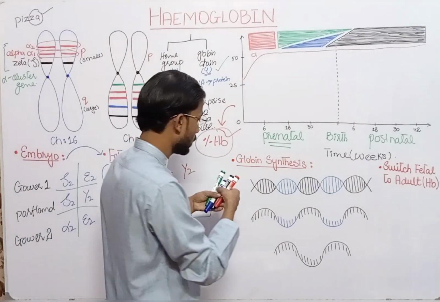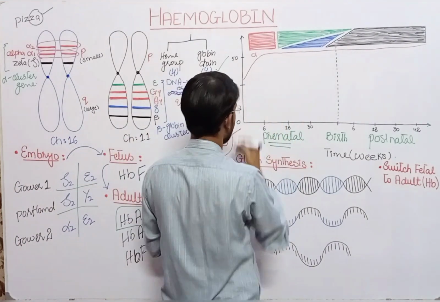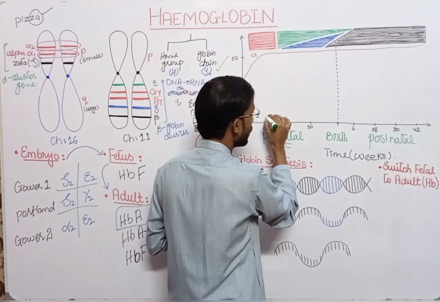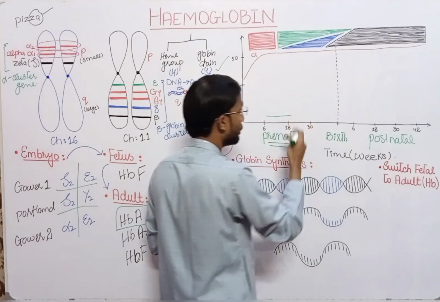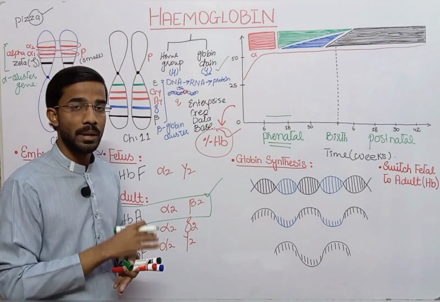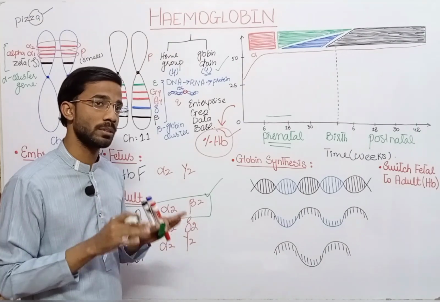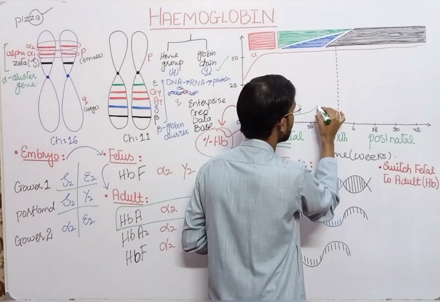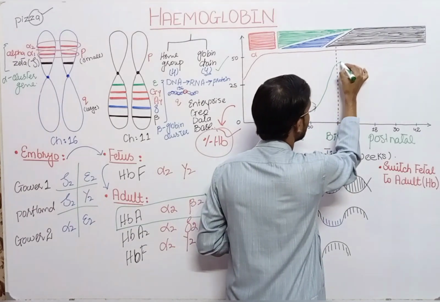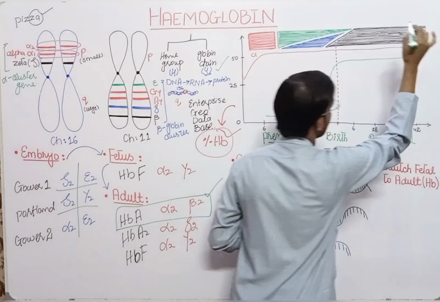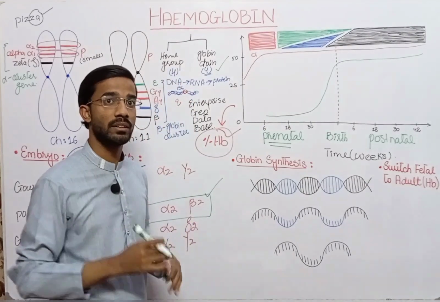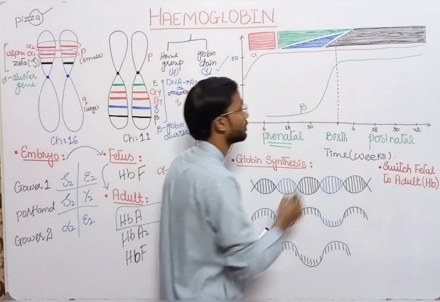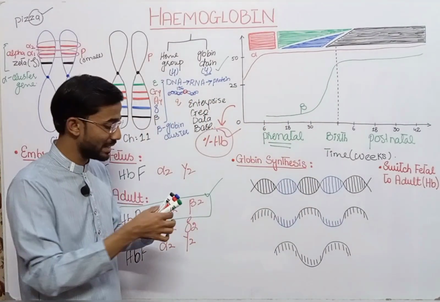Next, if we talk about beta, in prenatal life the beta quantity is very low. With the passage of time its concentration increases, and after birth its concentration increases rapidly. This is the beta situation.